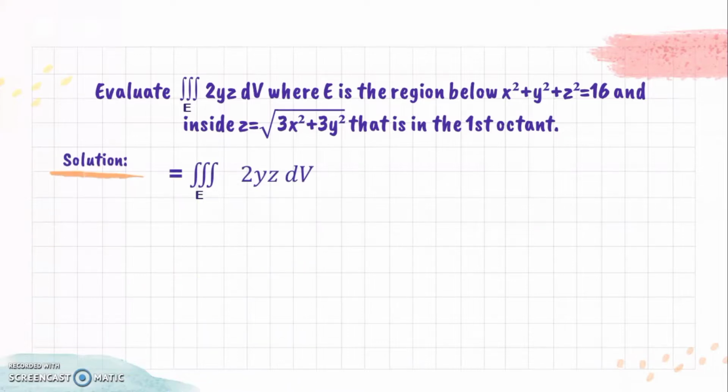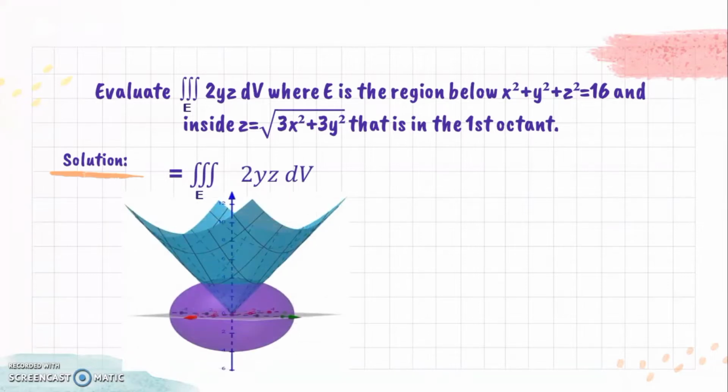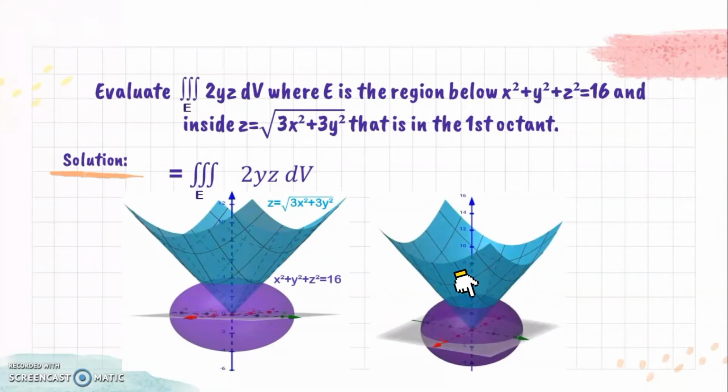Now, we'll proceed with visualizing the region through a 3D graph. As you can notice, the violet region represents x squared plus y squared plus z squared equals 16, while the blue region represents z equals the square root of 3x squared plus 3y squared. If we look at the graph, it looks like we are trying to find the volume of an ice cream cone. However, we should not forget that we are only interested in the part of the region located in the first octant. So it's not totally the whole ice cream cone.